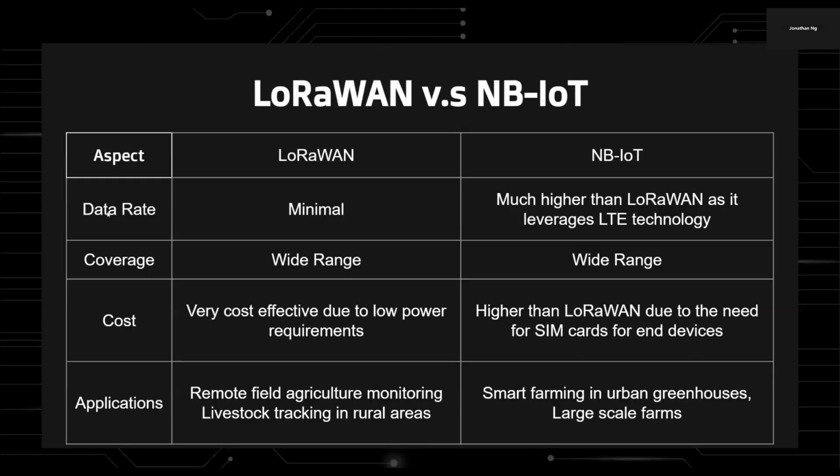To compare them side by side, we can see that even though LoRaWAN and NB-IoT both are long-range and low-power options, there are many differences between them. The data rate of NB-IoT is much higher than LoRaWAN since it leverages LTE technology, and hence it is more suitable for applications where a higher data rate is preferred, such as in urban settings compared to rural settings.